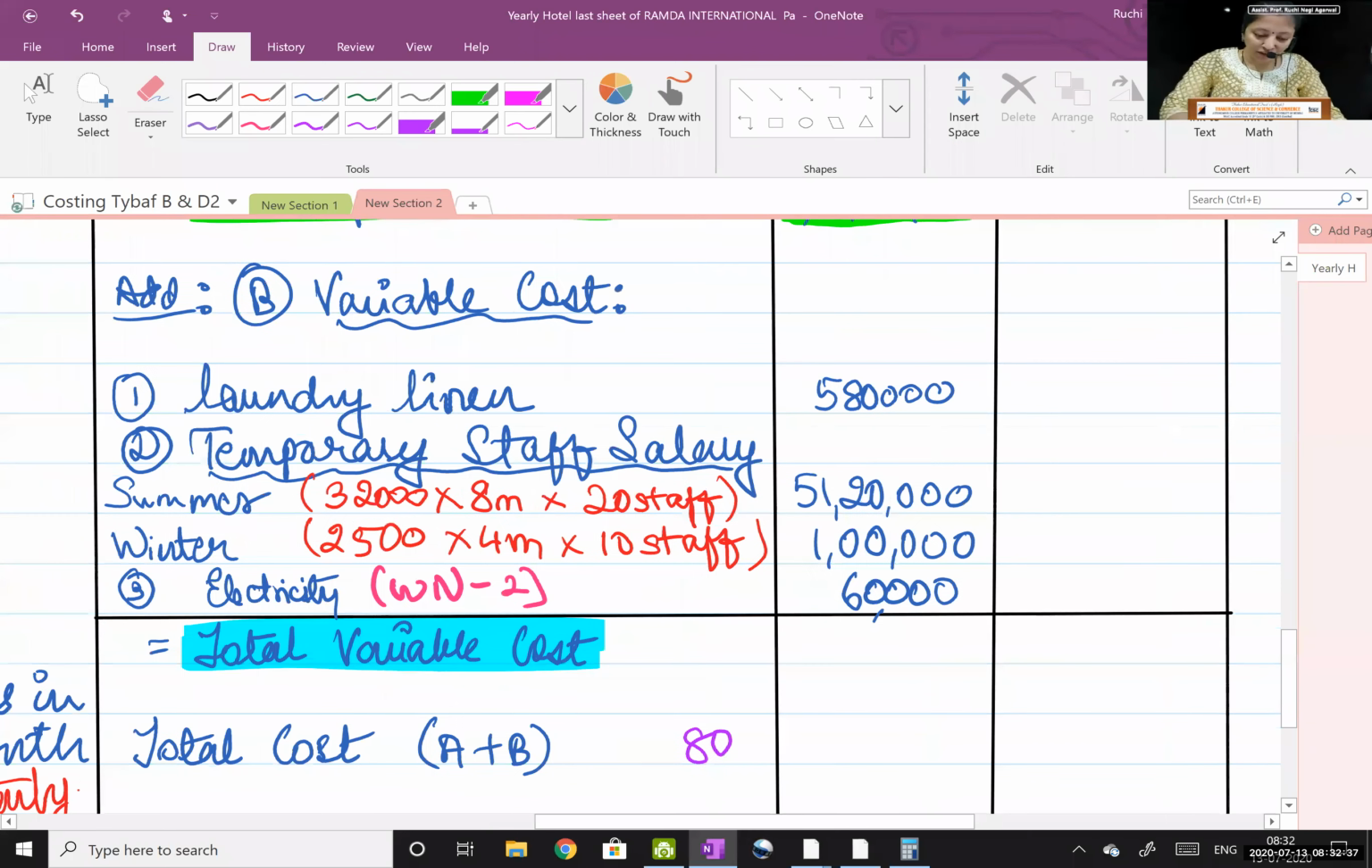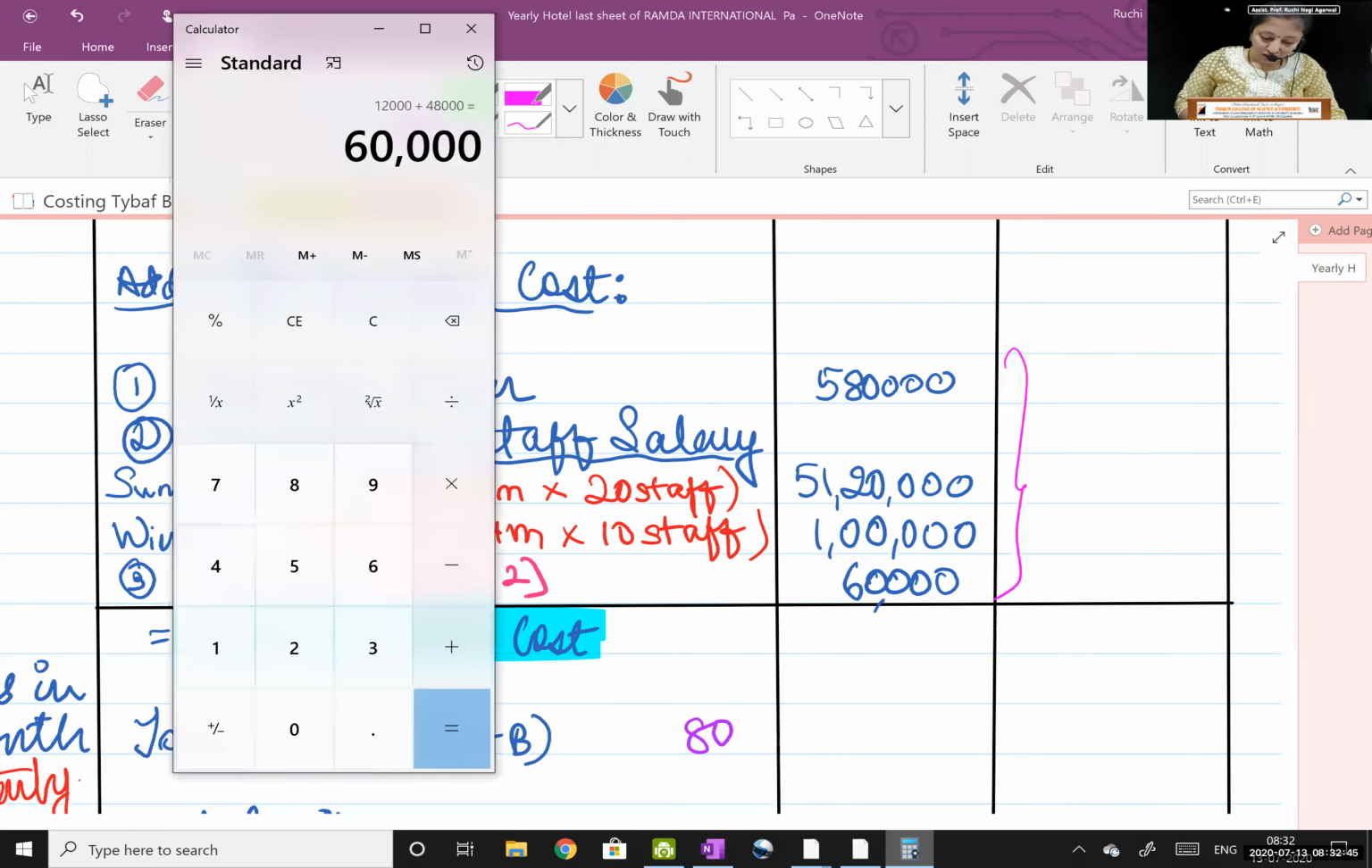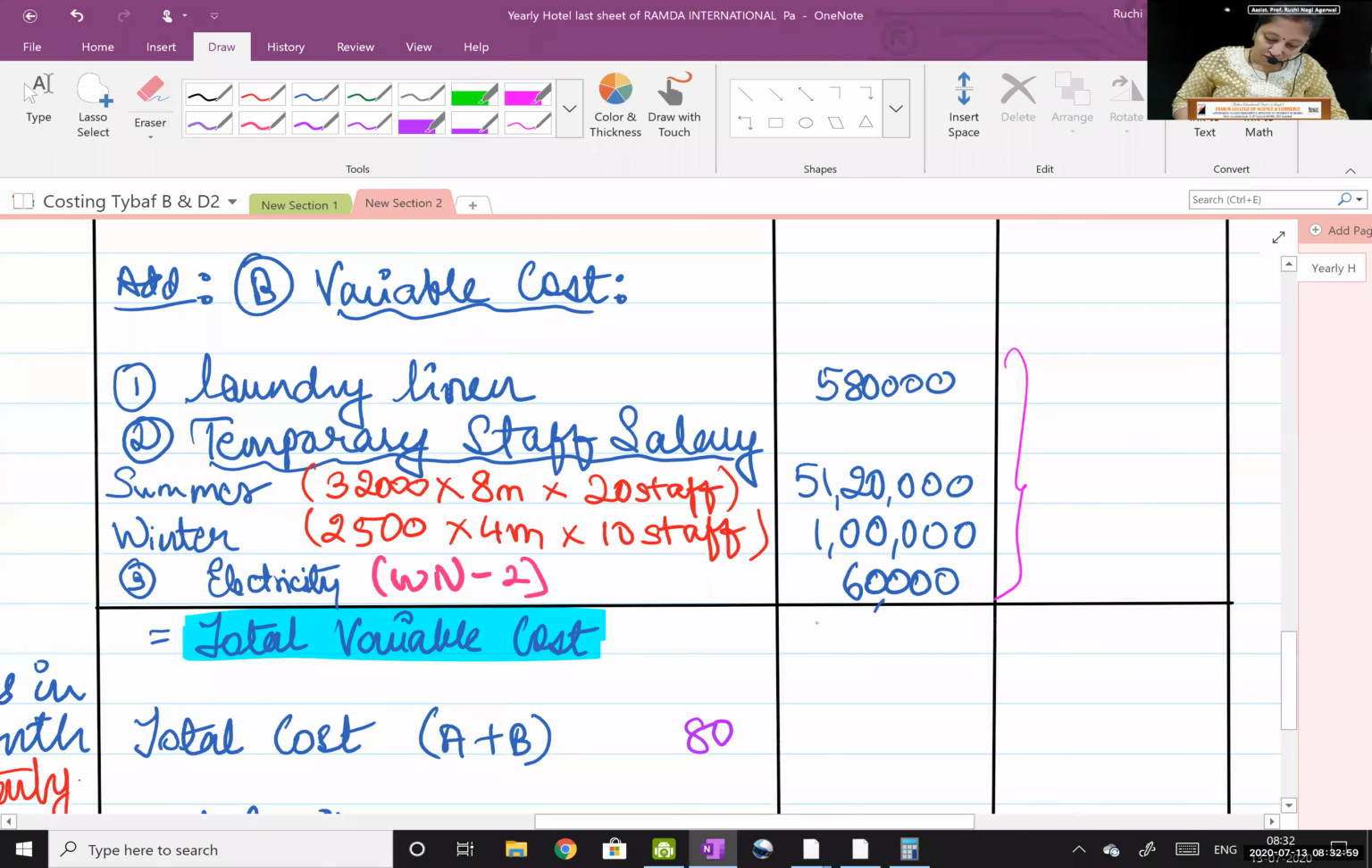Now total your variable cost. So how much? 52 lakh 20 plus 5 lakh 80. The answer is 58 lakh 60. So write down 58 lakh 60.